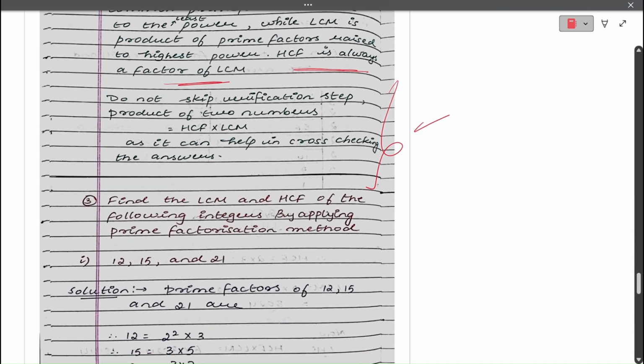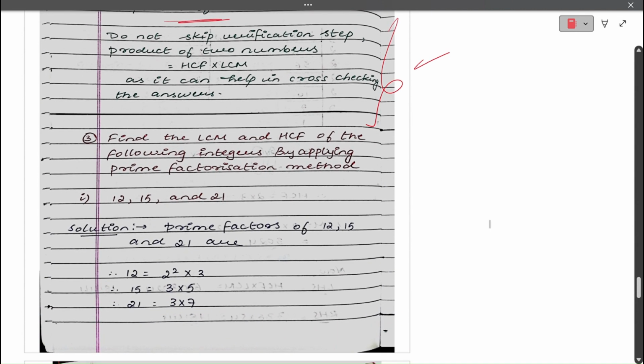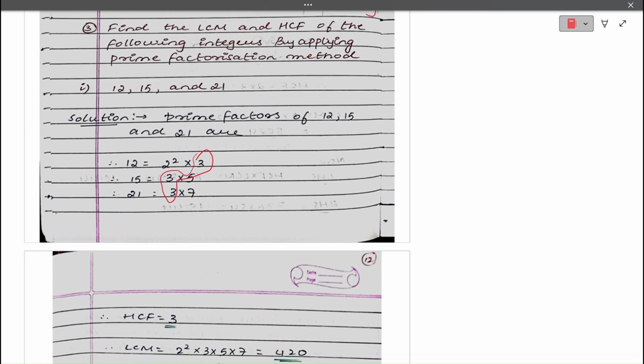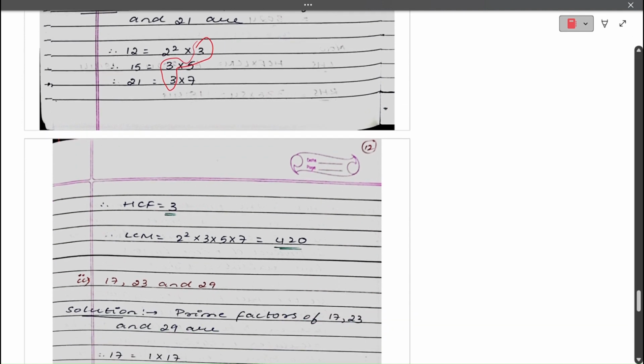Coming to the third question, here we have three numbers. We have to find the LCM and HCF of three numbers by the method of prime factorization. For 12, the prime factors are 2 square into 3. For 15, the prime factors are 3 into 5. For 21, the prime factors are 3 into 7. We can see 3 is common in all three of them, so HCF is 3. LCM will be 2 square into 3 into 5 into 7, that is 420. So we have found HCF, we have found the LCM.